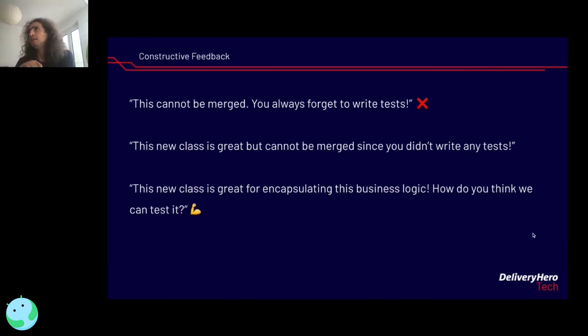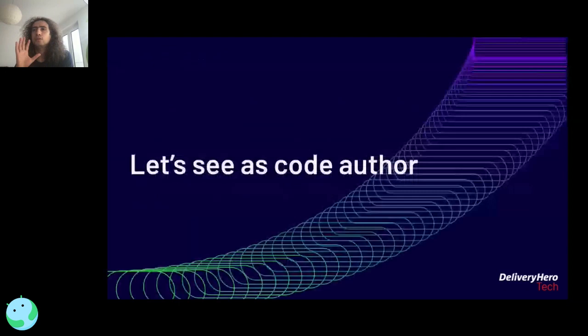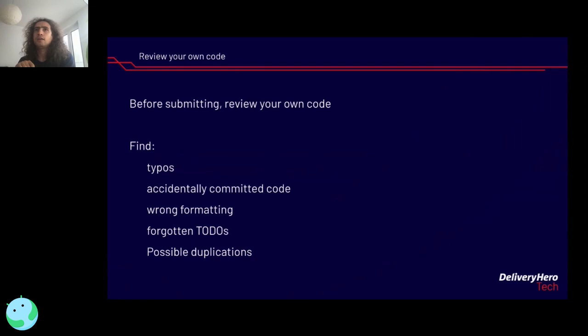So this is basically it from a code reviewer's perspective. As I mentioned, now we are switching gears a bit. We will be looking at the author side, because there's some stuff that needs to be done by the author as well. First of all, review your own code before submitting, right? This is very important.